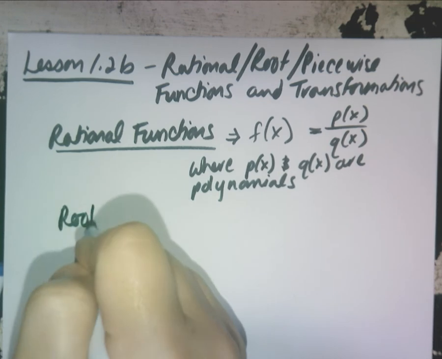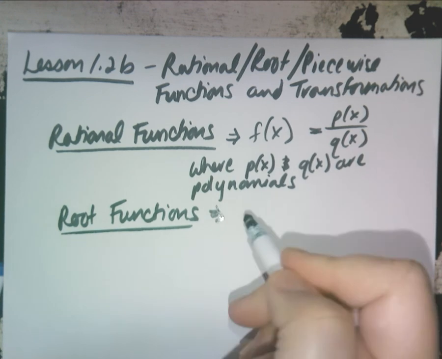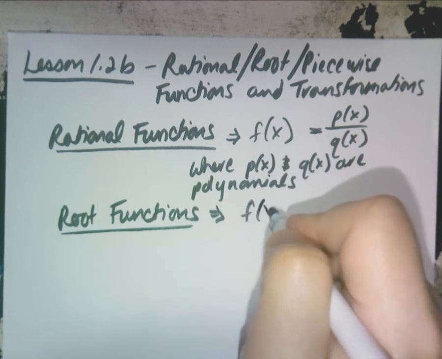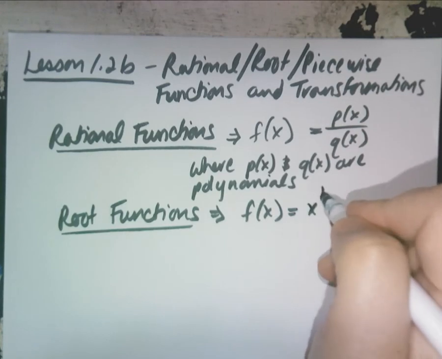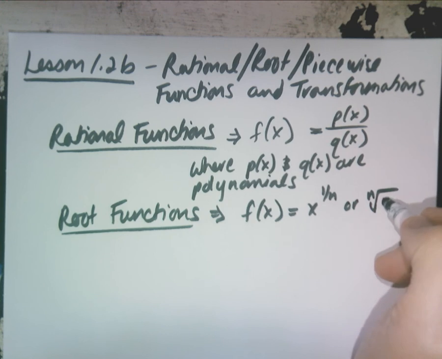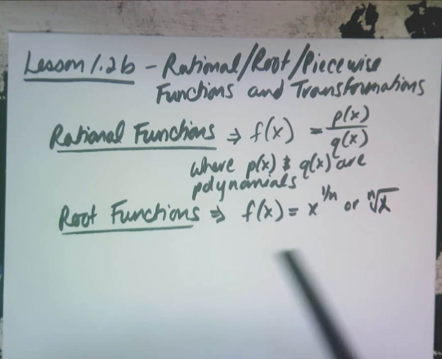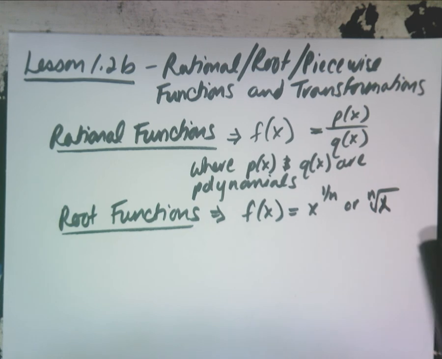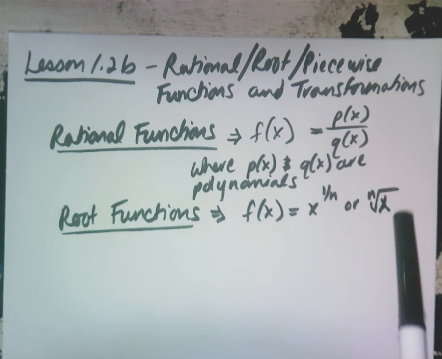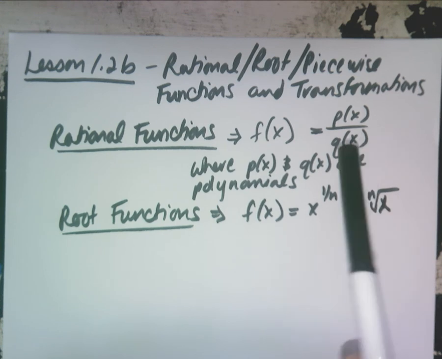Then there are root functions. And root functions are like f of x equals x to the 1 over n, and that really is the nth root of x. So again, these all have special things going on with them. The domain for this is where this is defined. Same thing up here. Your domain for a fraction is where it's defined.